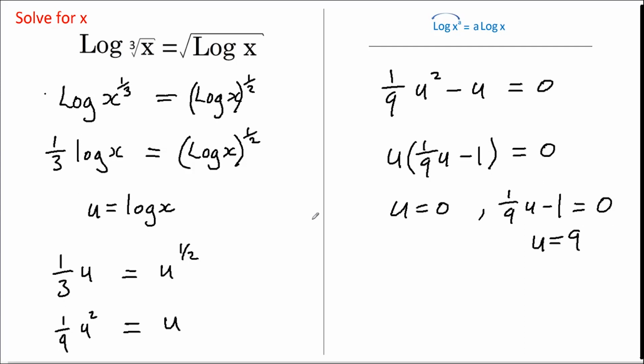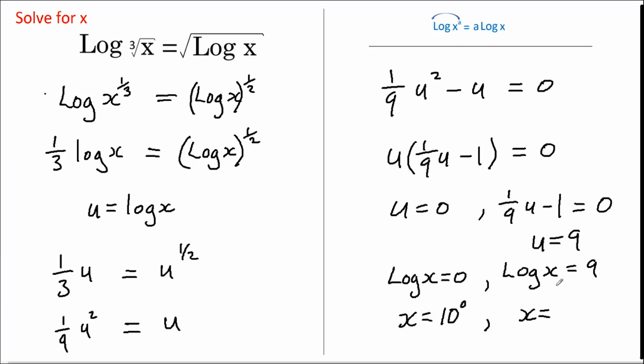Now remember that u equals log x. So we have here that log x equals 0 or log x equals 9. Therefore, rearranging this, we get that x equals 10 to the power of 0 or x equals 10, the base, to the power of 9.